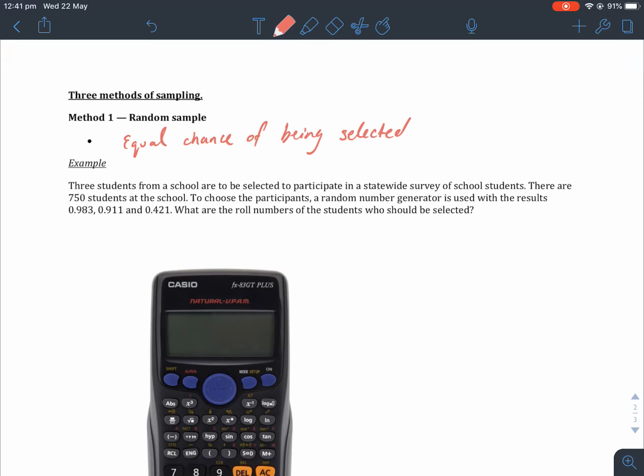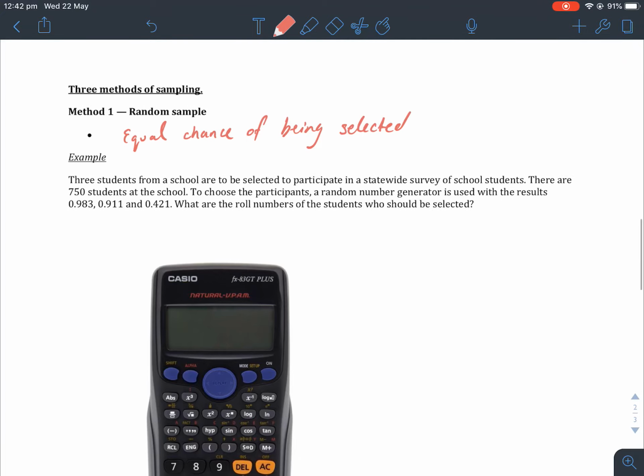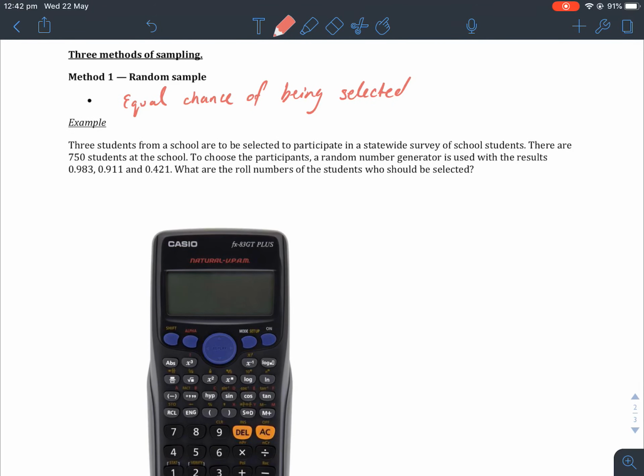Three students from a school are to be selected to participate in a statewide survey of school students. There are 750 students at the school. To choose the participants, a random number generator is used with the results 0.983, 0.911, and 0.421. What are the roll numbers of the students who should be selected? All you need to do is multiply your decimals by the number of students in the school. So do that now, and we'll find the roll numbers of the students who should be selected.